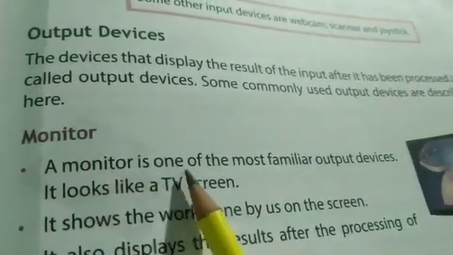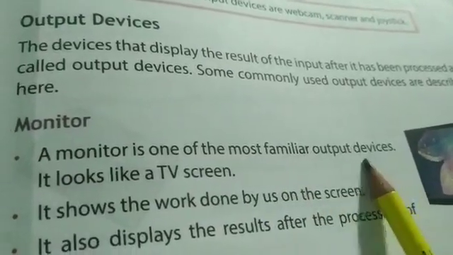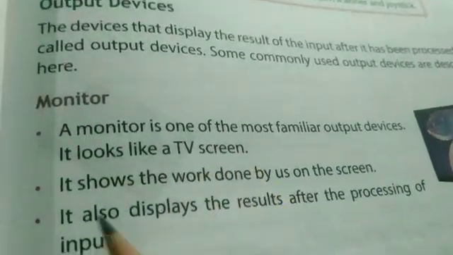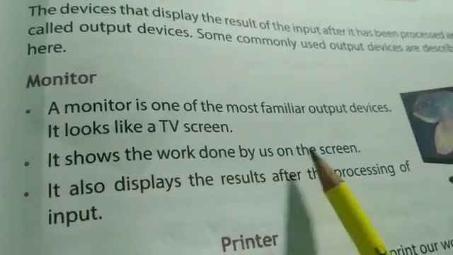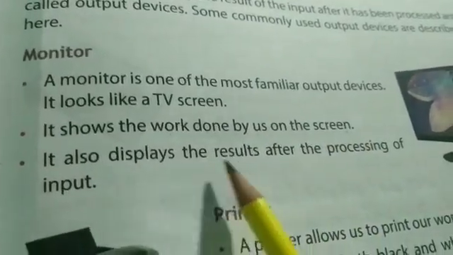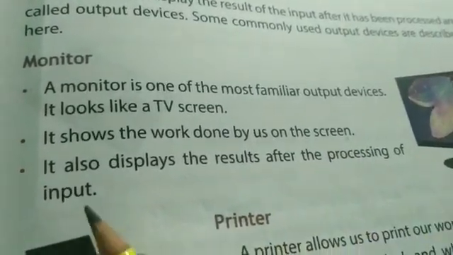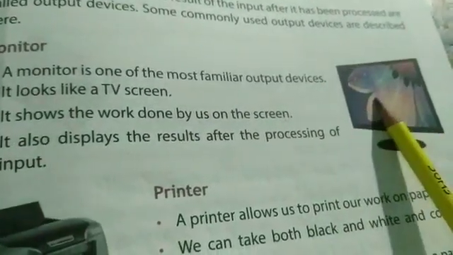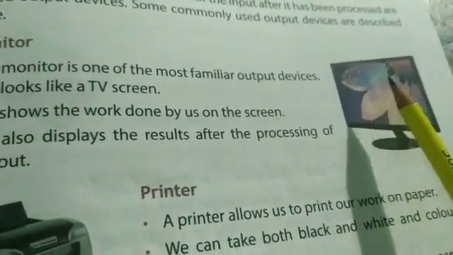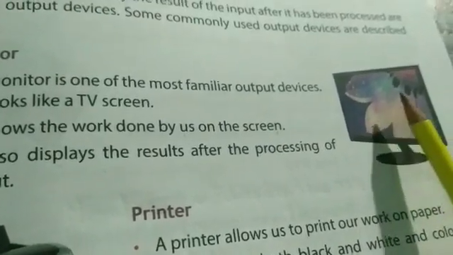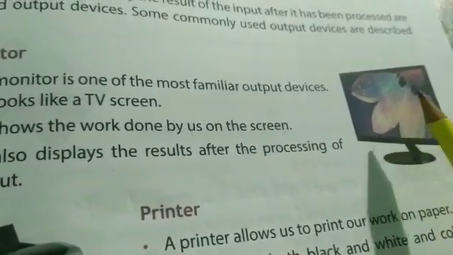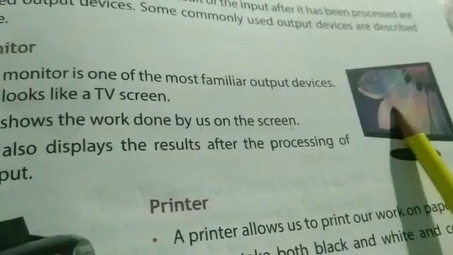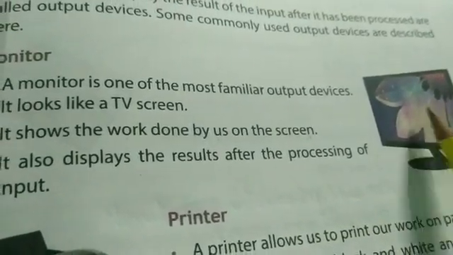Monitor. Monitor is one of the most familiar output devices. It looks like a TV screen. It shows the work done by us on the screen. It also displays the result after processing the input. So this is a monitor. This monitor looks like a TV screen and it helps us to see the work which we do. It processes the result after giving input.